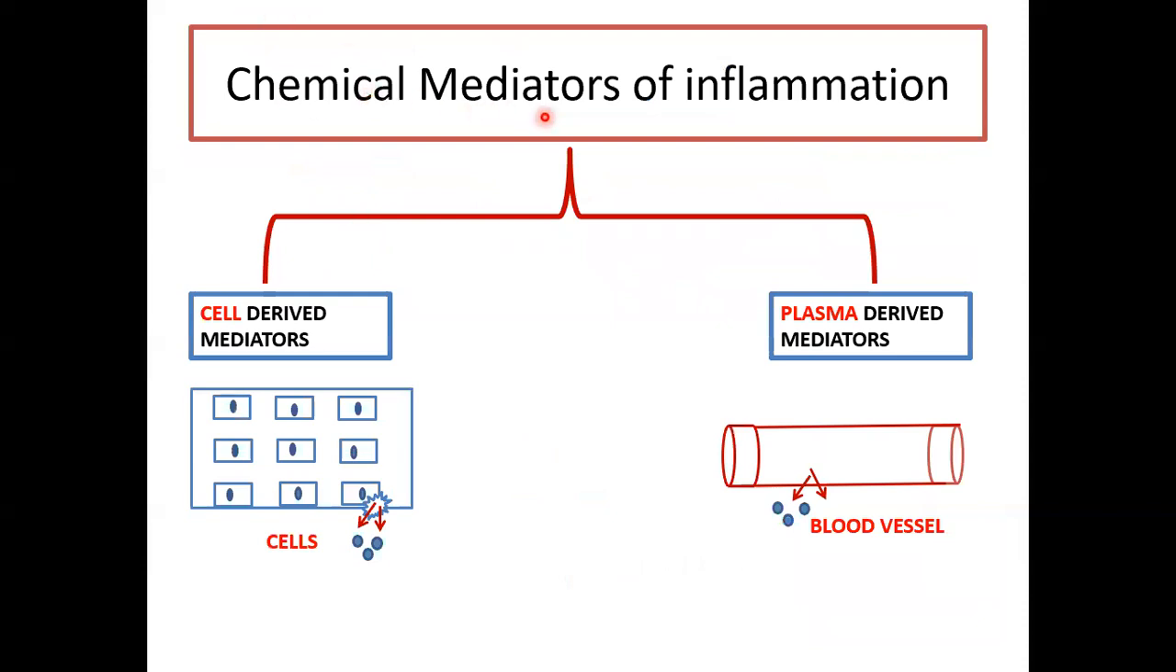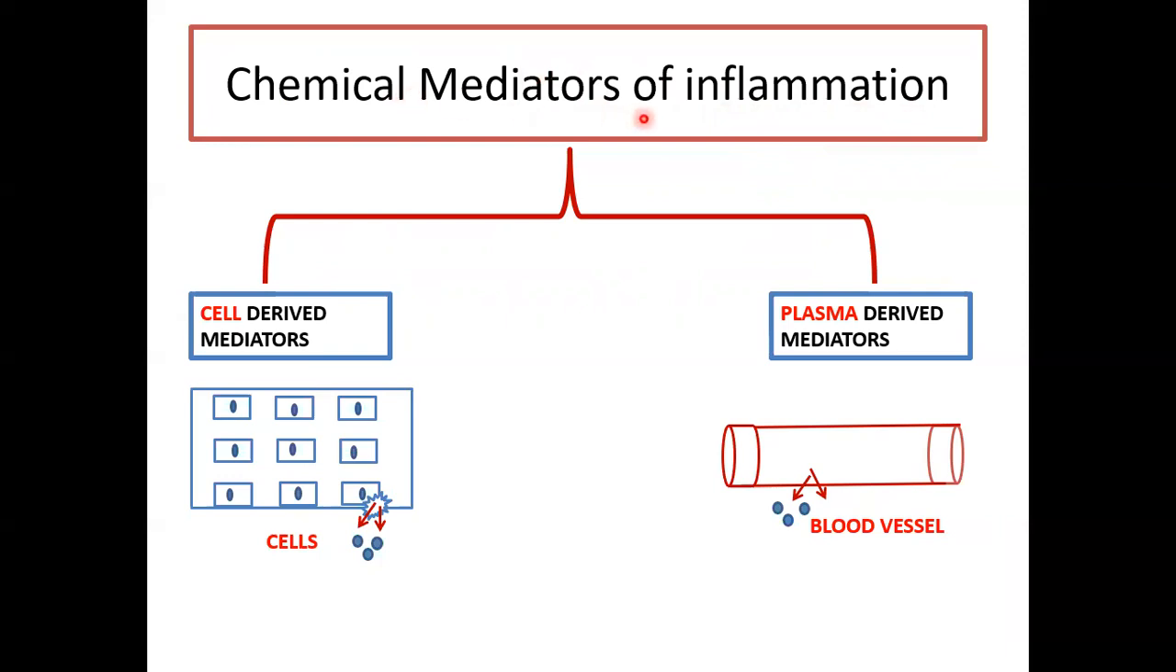Now, chemical mediators of inflammation. We say they mediate the steps. The swelling I get, the pain I get, the redness I get, it is all in the form of chemical mediators of inflammation. They say more redness, more swelling, more pain. The mediators mediate all the steps of inflammation.